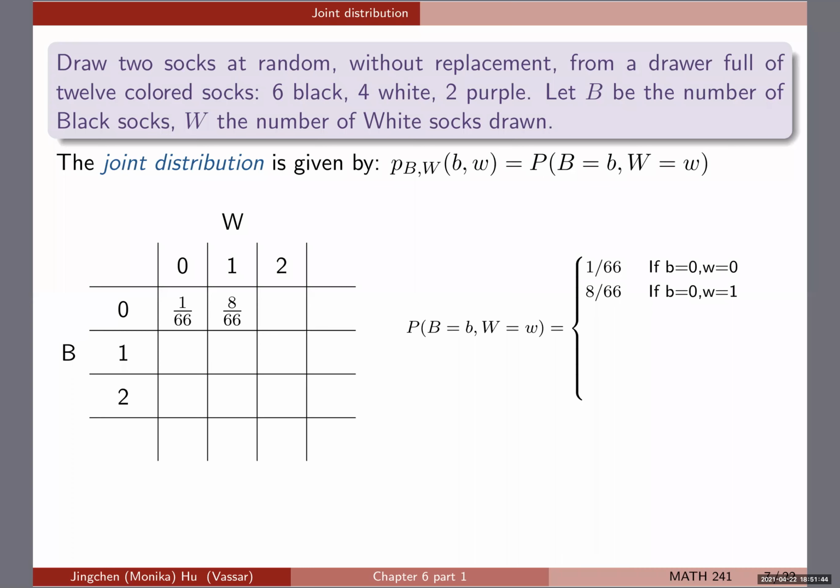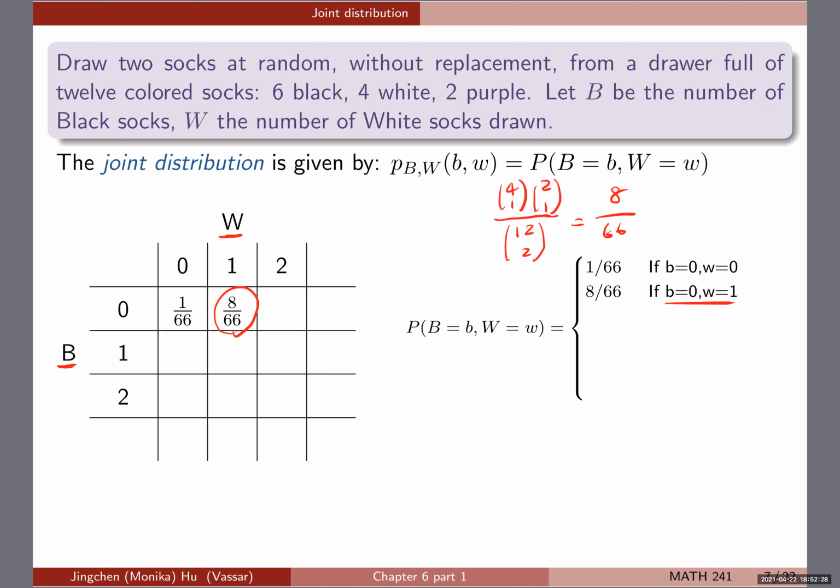Okay, the second one, if you look at the table here, is B equals 0 and W equals 1. Again, the denominator is 12 choose 2. That never changes. For the numerator, B has to be 0, and W has to be 1. So that's 4 choose 1 to get the white, and then we have to do 2 choose 1 for the purple. If you do the math quickly, it's going to be 8 on the top and 66 on the bottom. So that's why it's 8/66.